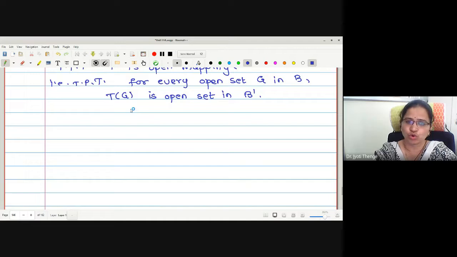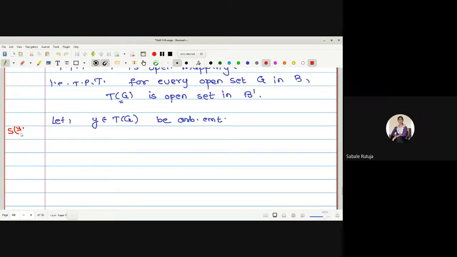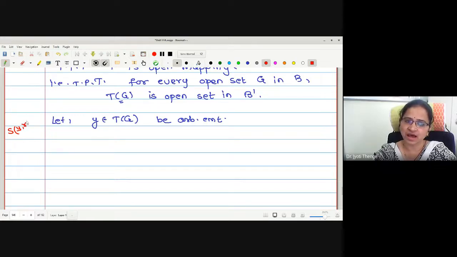Now if I want to show this TG is open, what do I have to do? I will take one arbitrary element of this TG and show that it is an interior point. So I start with some y in TG, arbitrary, and I have to show a neighborhood, that is, an open sphere centered at y with some radius r, is contained in TG. This is the aim.